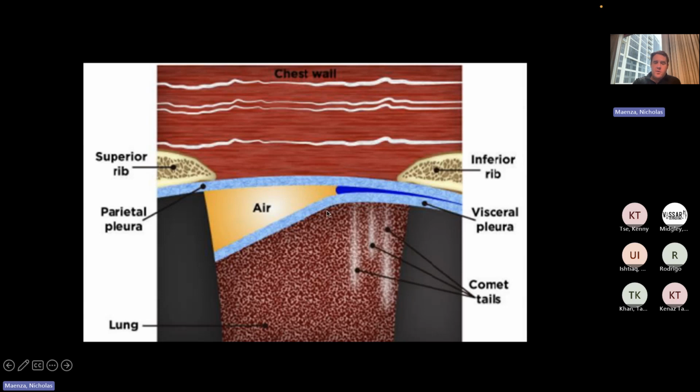And I also really like this image because this shows that, again, if there's fluid in the visceral pleura, that's what generates these comet tails or the B lines. So if you looked over here, there would not be any B lines, there would not be any comet tails, but over here there could potentially be. So remember, if the lung is normal, if the lung is inflated, then you can have B lines.